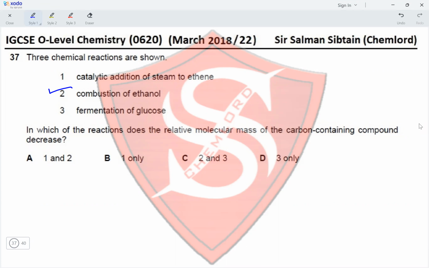Fermentation of glucose. Glucose has the formula C6H12O6. It is fermented to produce ethanol, which is CH3CH2OH. The MR of ethanol is lesser than that of glucose. So this chemical reaction also has a decrease in MR in the carbon containing product. Since reactions 2 and 3 are correct, option C is the correct option for this question.